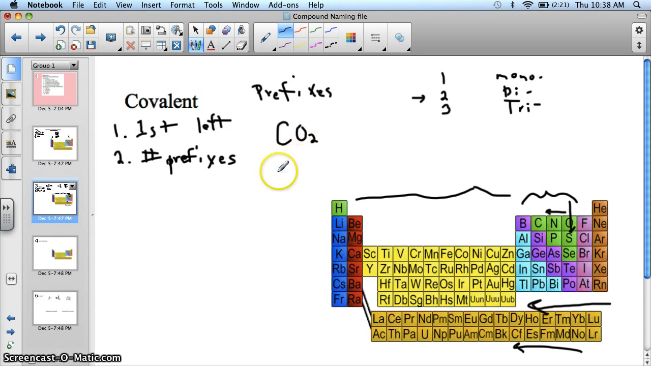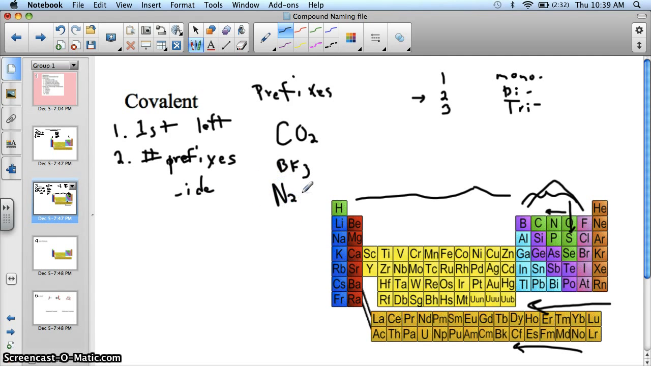There's a good one. What about BF3? Let's see, B and F are right here, so B would be said first. So it's boron, and what would it be here? You have 3, it'd be boron trifluoride. Boron trifluoride. Notice they end in "ide," but you have the prefixes that come before. Boron trifluoride.